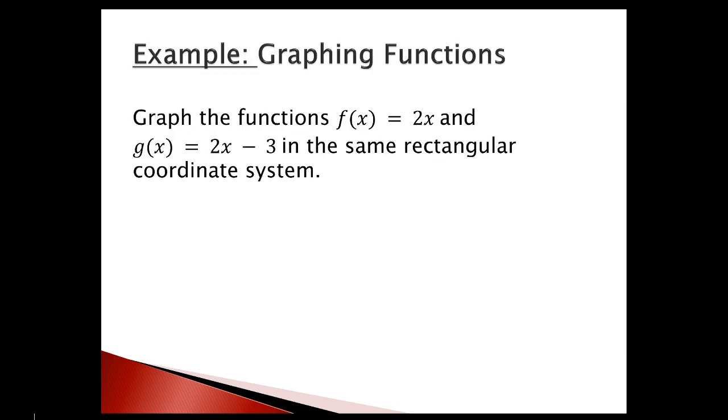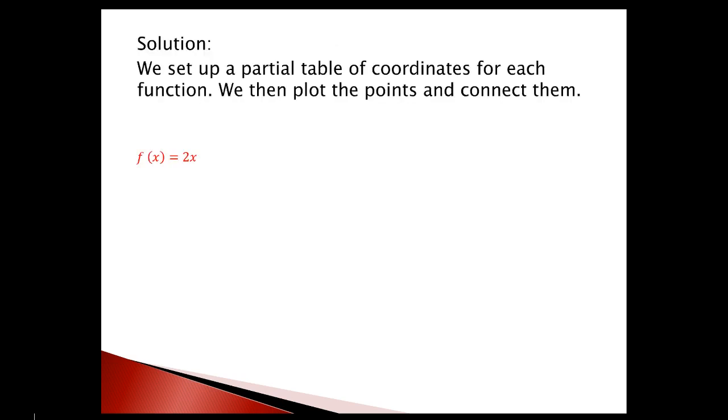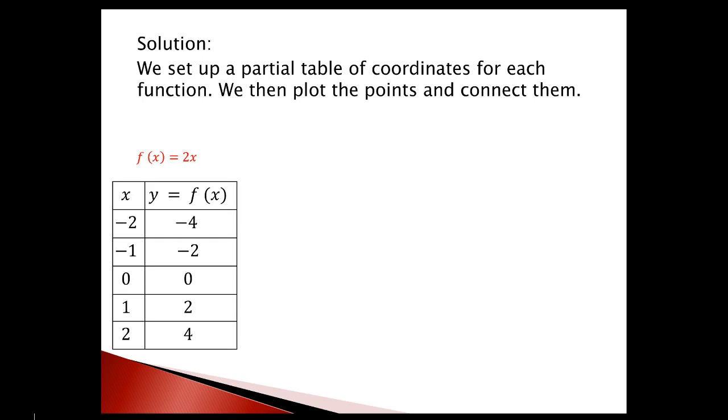Here we are going to graph two functions, f of x and g of x. To graph these two functions, first we have to select integers for x. Here we are going to select integers for x starting with minus 2 and ending with plus 2. So the integers are minus 2, minus 1, 0, 1 and 2. First of all, we are going to start with the function f of x, that is 2x, and we calculate the values of y related with the x values.